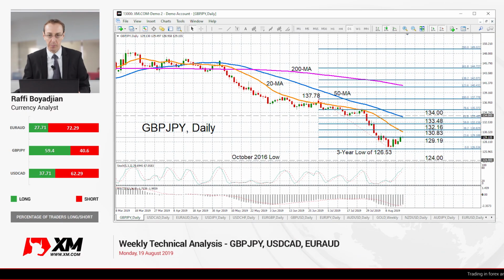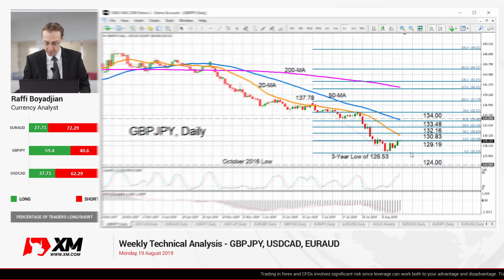I'm Fibonacci on XM.com, and for this week we're going to be looking at the pound yen, the US dollar versus the Canadian dollar, and the euro versus the Australian dollar. We're going to start first with the pound yen pair.